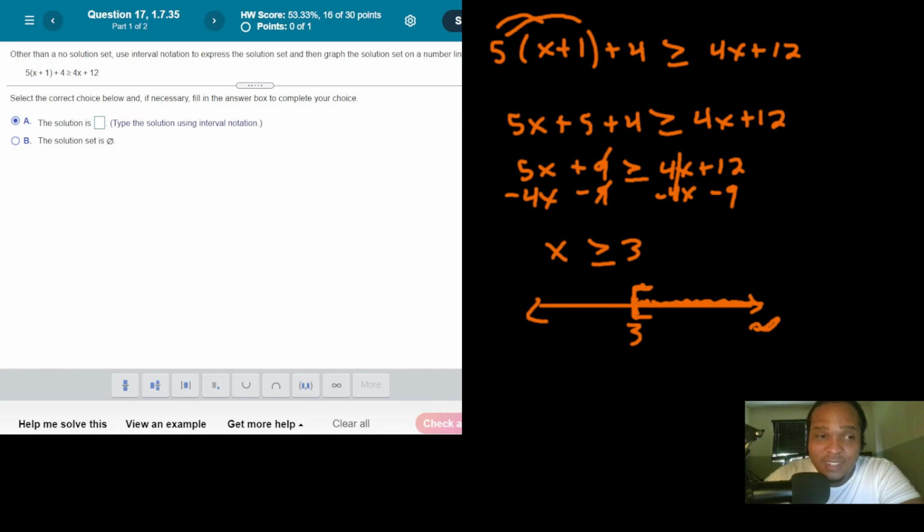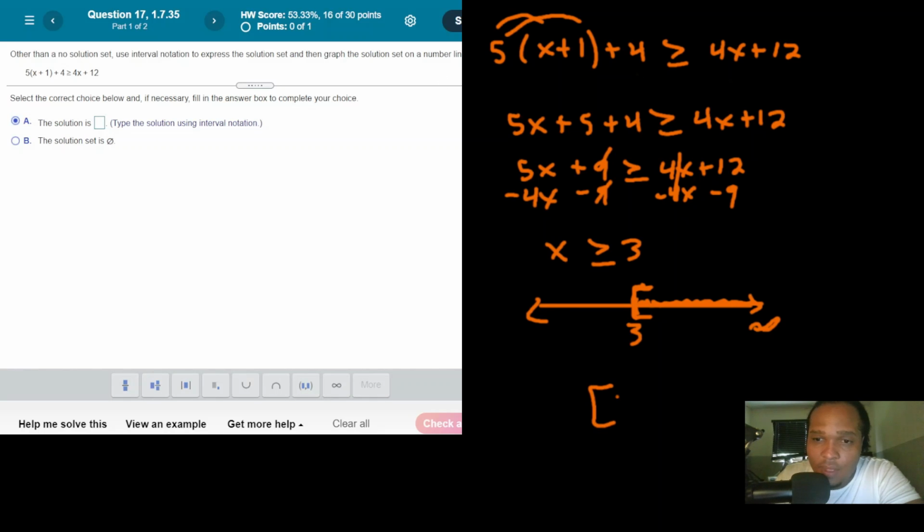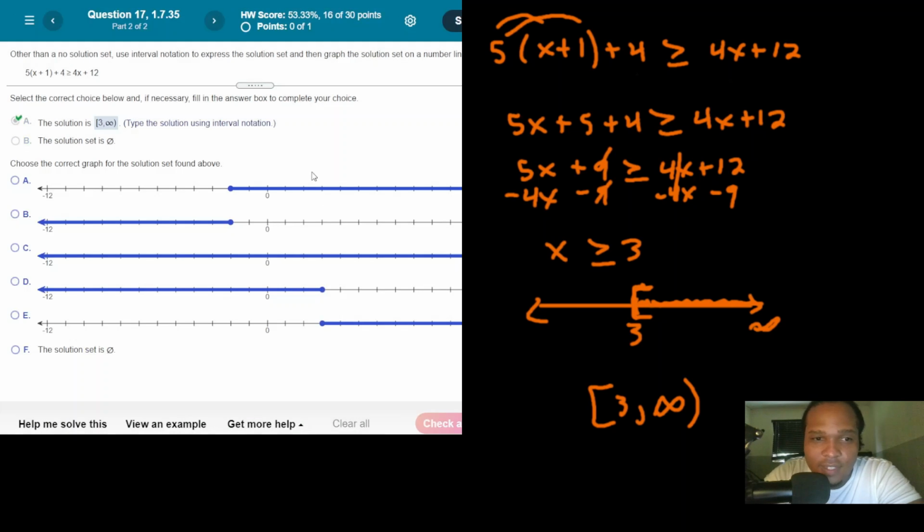We should be good. Paying attention this time. I'm going to use the square bracket. So the solution, oh, we never wrote the solution down. So copy and paste what you got from the graph. This is from 3 all the way to infinity. Fantastic. Okay, so this is 3 to infinity.